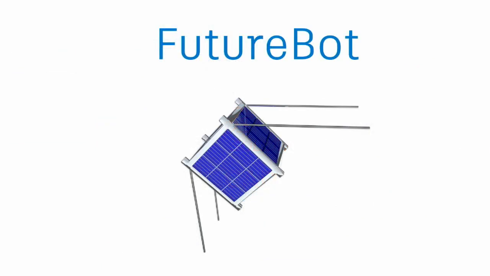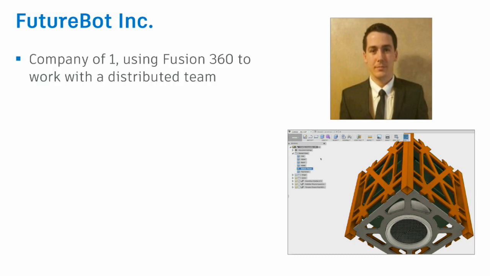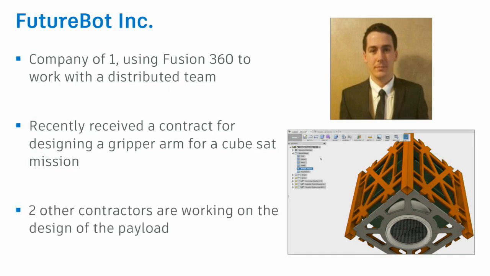So we want to tell this through the story of FutureBot. A real example really helps shine light on what the actual workflow is. So let's start out with FutureBot. Let's say we have Mr. Bryce here, really bright scientist. He's ready to start working on a project. He is a company of one, like what you see a lot of today. He's a contractor. He works with a couple of other contractors, and he has a new contract to work on a gripper design for a CubeSat. And he is going to be the one person working in Fusion 360 to actually bring everything together.